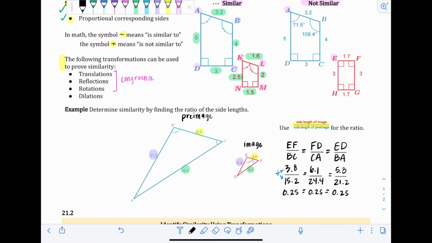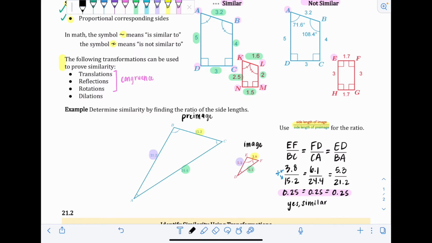So since we got all three equal to each other, that means yes, the triangles are similar because the ratio of all of their sides were equal. So we could say yes, they're similar. If I get one that's different, they're no longer similar. These ones are good though.